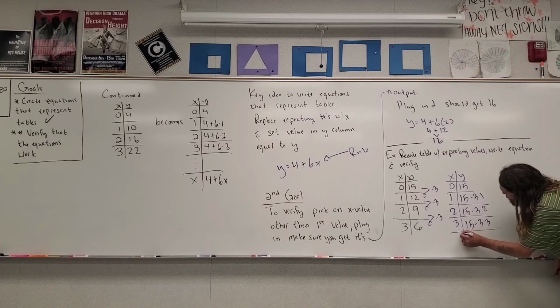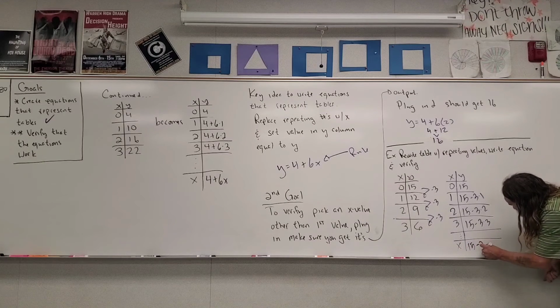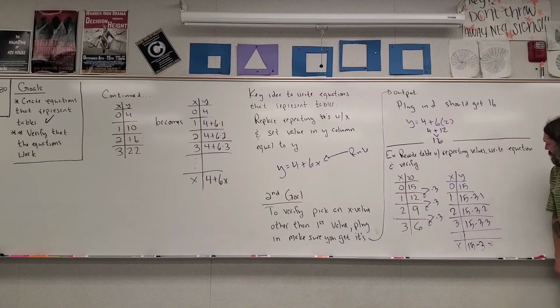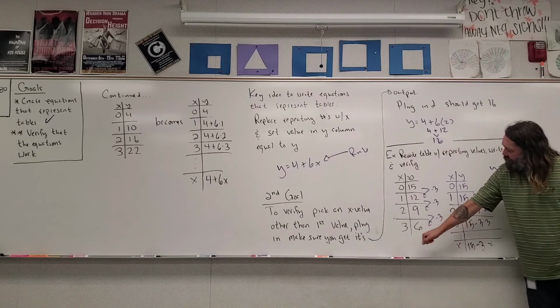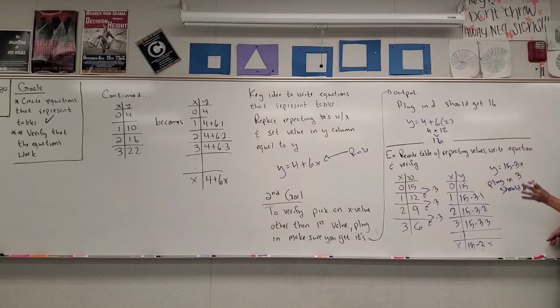And since I have repeating numbers, I can generalize and go down to this value. That's going to be 15 minus 3 times x. So my equation is going to be y equals 15 minus 3x. I think I'm going to plug in a 3. That means I should get a 6. So we'll plug in 3. Should get 6. You don't have to write this, I'm just reinforcing the way that the verification works.